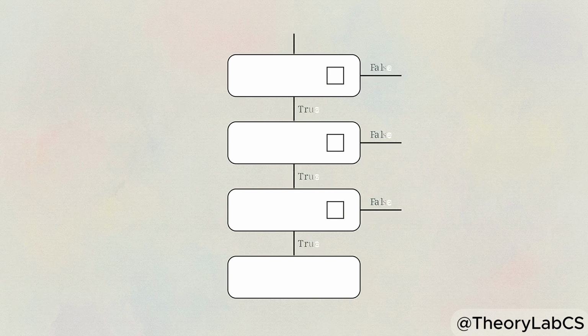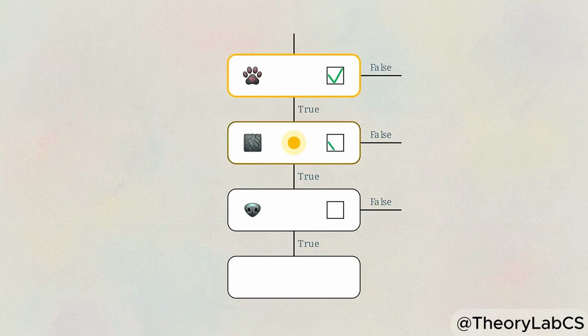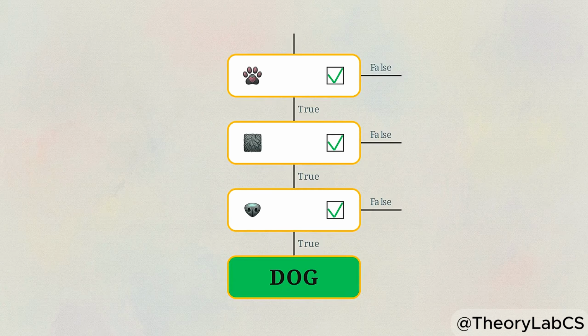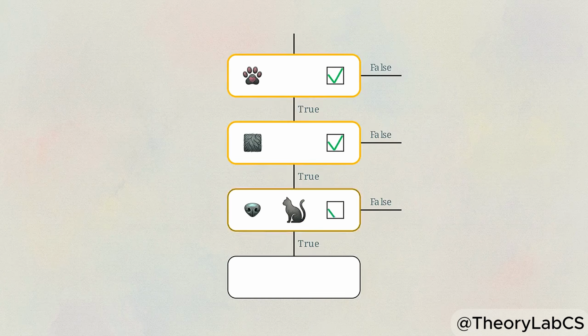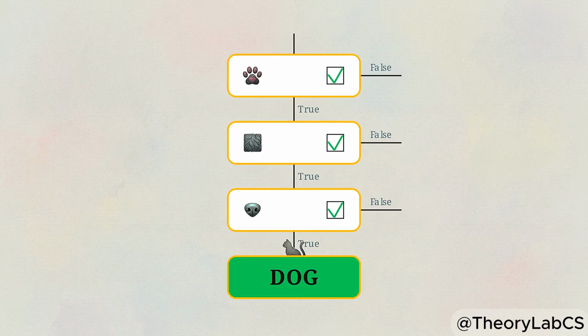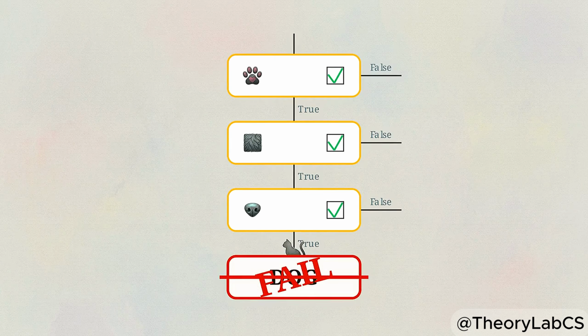For decades, the traditional approach was to provide the computer with a rigid set of manual instructions. You would write code that says, if the object has 4 legs, and if it has fur, and if it has a snout, then output the word dog. But watch what happens when we show that program a cat. The cat also has 4 legs, fur, and a snout. Because it checks every box on our list, the computer follows the logic straight to the incorrect label.